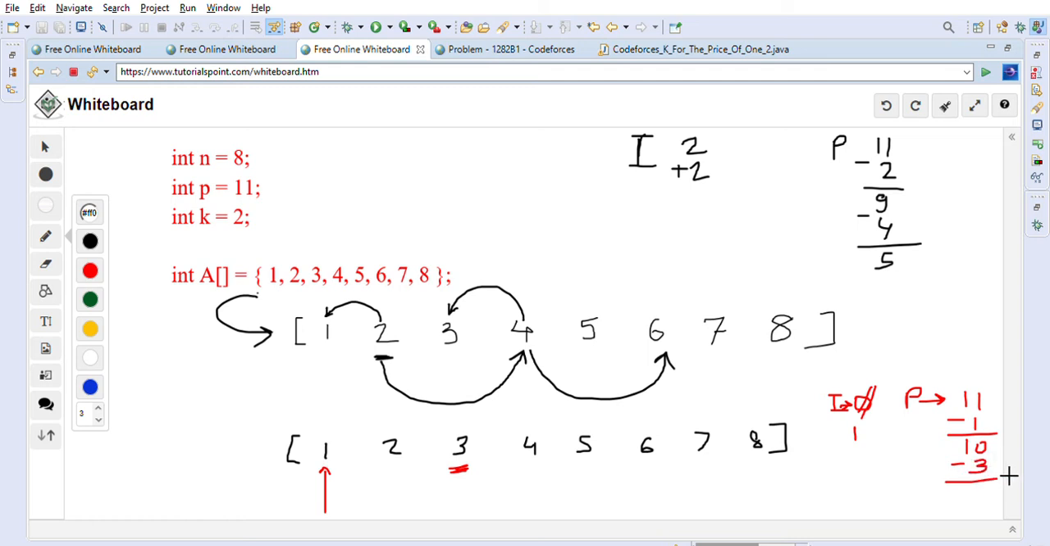So we have 7 coins now, right? 7 coins are there, and we will buy this item, so we will get this item for free. So these are the two items that we got for free. So total items is 3 now.